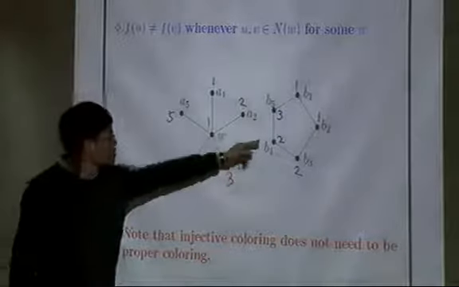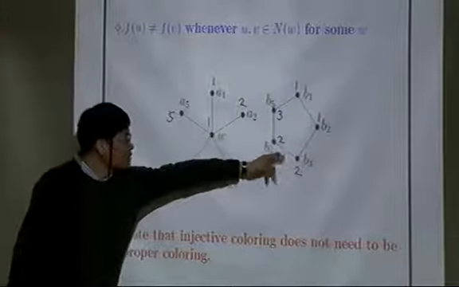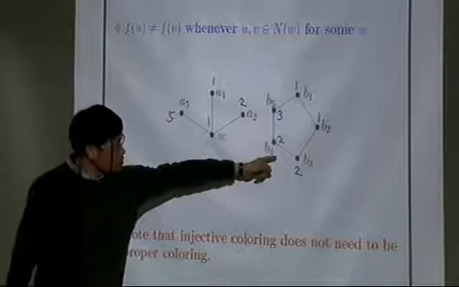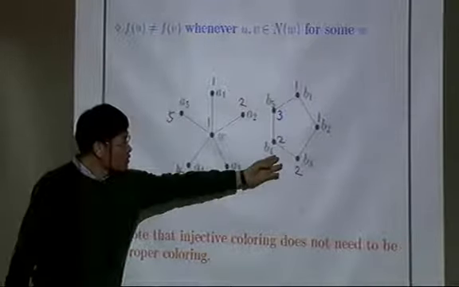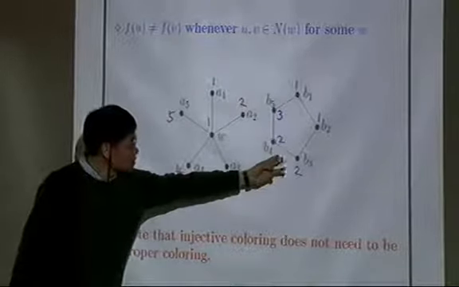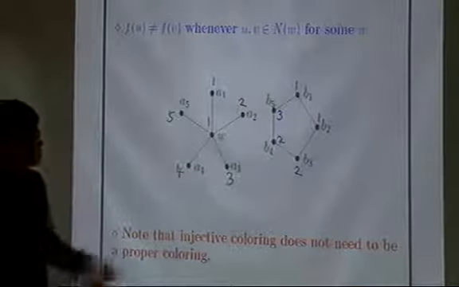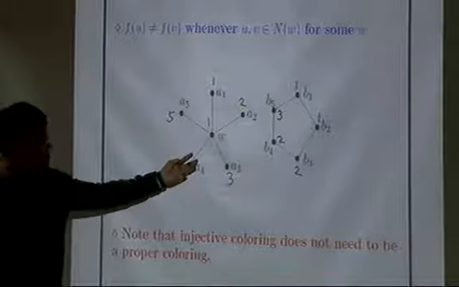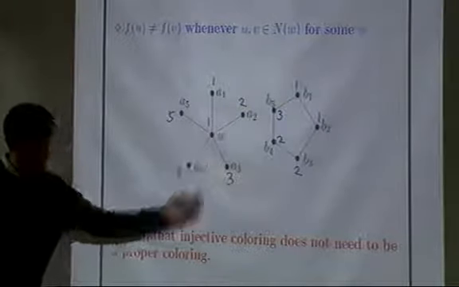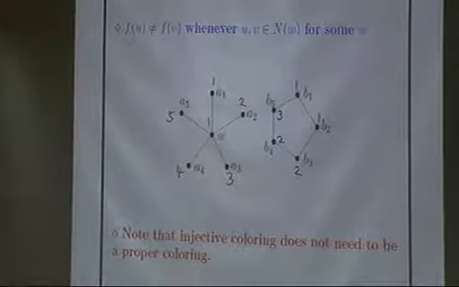Here you have C5, and we can give this coloring. This is acceptable, an injective coloring using 3 colors. So from the first example, you can see the lower bound of the injective chromatic number is at least the maximum degree.